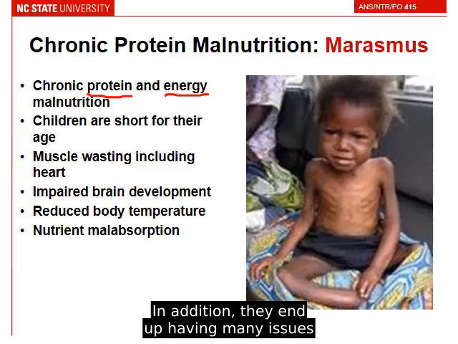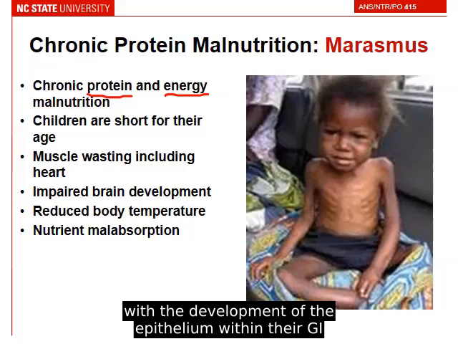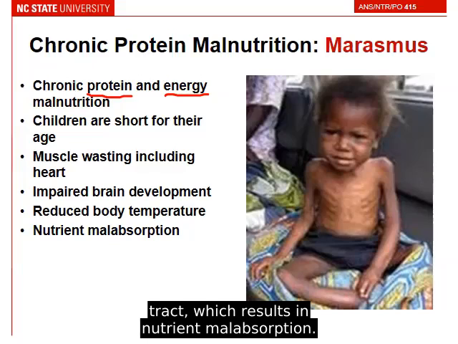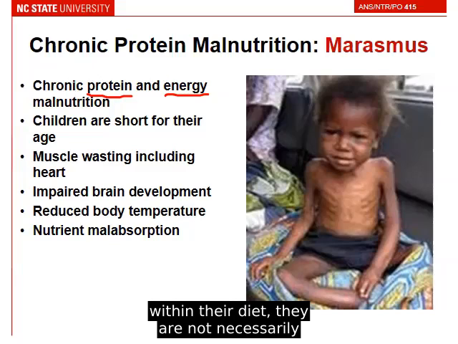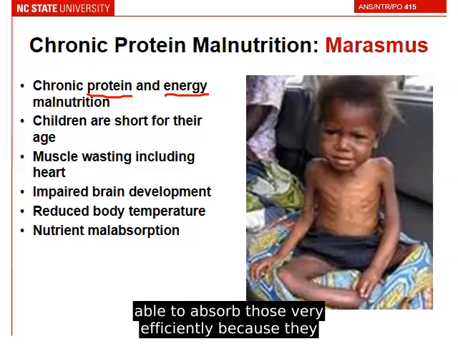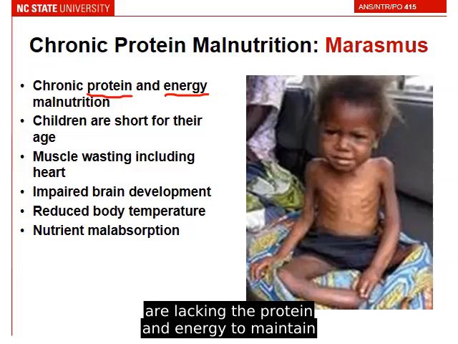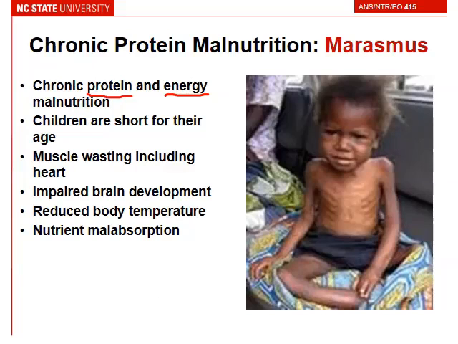In addition, they end up having many issues with the development of the epithelium within their GI tract, which results in nutrient malabsorption. So even if they have adequate vitamins and minerals within their diet, they are not necessarily able to absorb those very efficiently because they are lacking the protein and energy to maintain the proper GI tract.